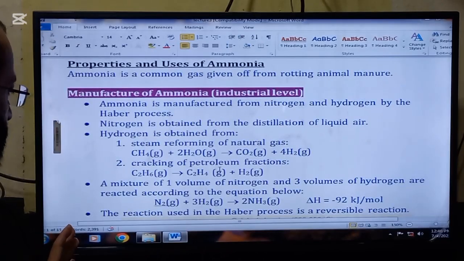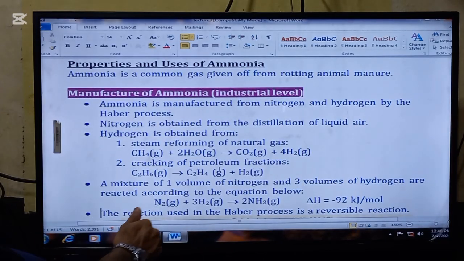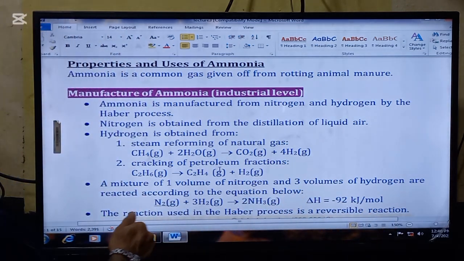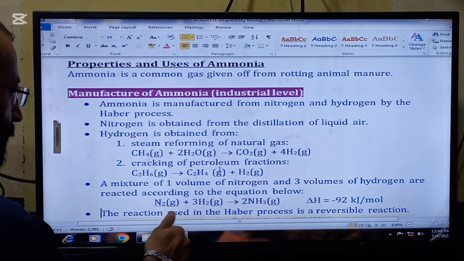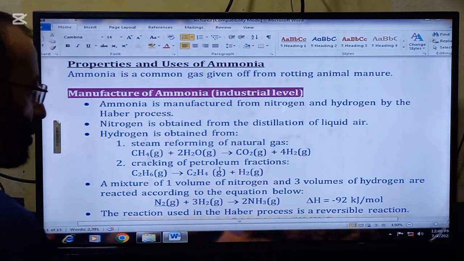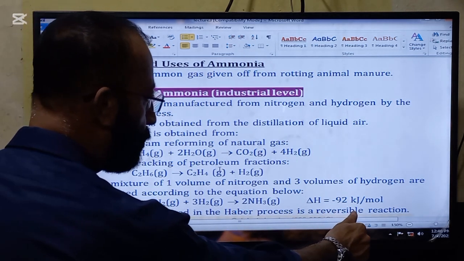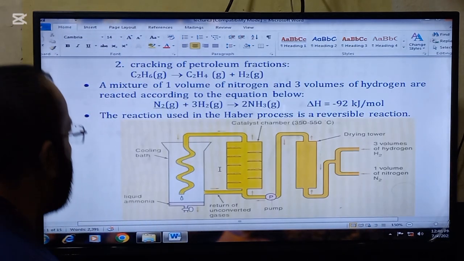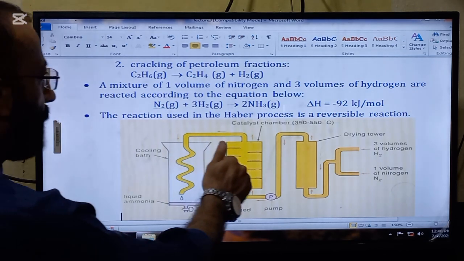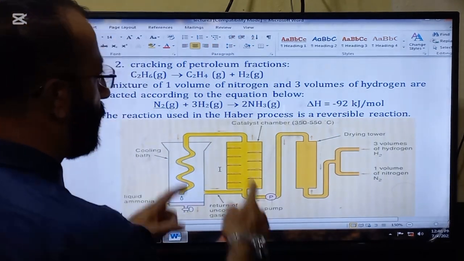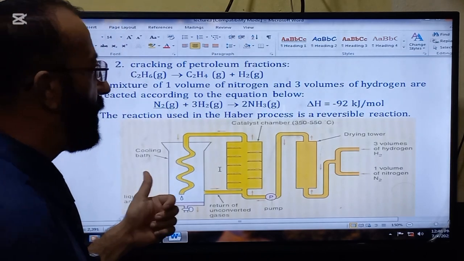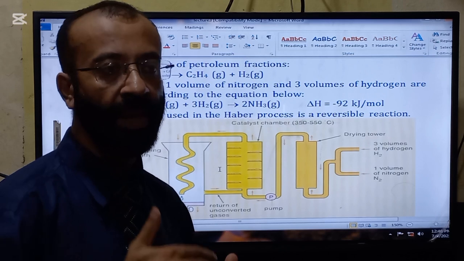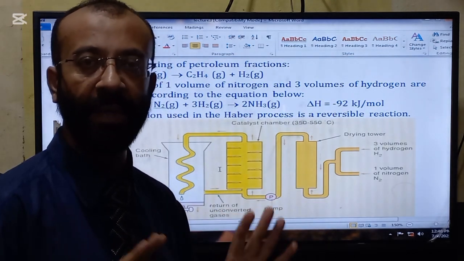So now two things are obtained. So a mixture of 1 volume of nitrogen and 3 volumes of hydrogen are reacted according to the equation below. So N2 plus 3H2 forms 2NH3, and in this process 92 kilojoules per mole of energy is released into the environment. So this is an exothermic reaction. The reaction used in the Haber process is a reversible reaction. So this is another point to remember. This reaction is called a reversible reaction because in it the forward reaction and backward reaction take place.